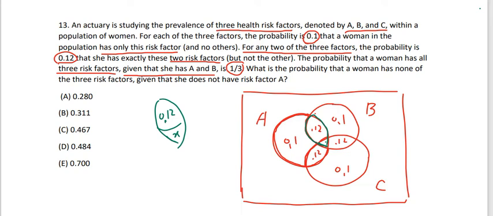The probability that a woman has all three risks, given that she has A and B, is this. Okay, so we can find this. So let's say this part X is one over three of the total. Let me see. Okay, so let's check this. So we just check this part condition. So this is one over three.